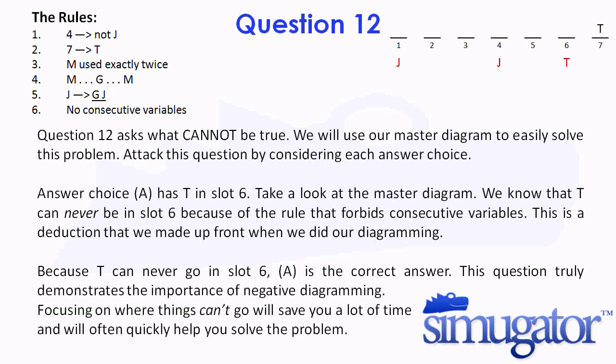So this is a deduction that we made up front when we did our diagramming, and it's going to get us the correct answer very quickly. So because T can never go into slot 6, A is the correct answer. So this truly demonstrates the importance of negative diagramming. Focusing on where things can't go as much as where they can go will save you a lot of time and will get you the correct answer in many questions.